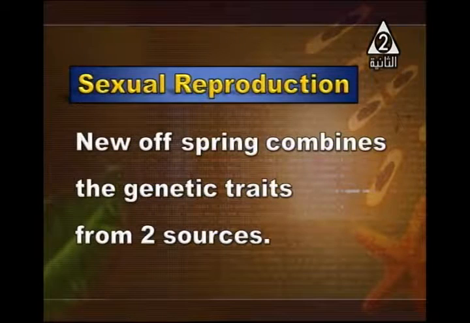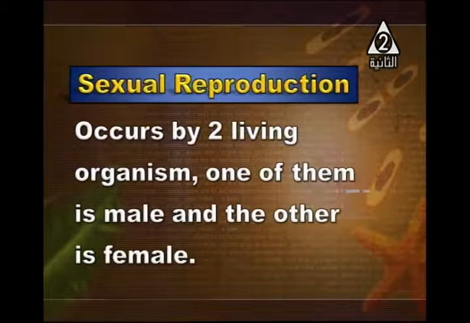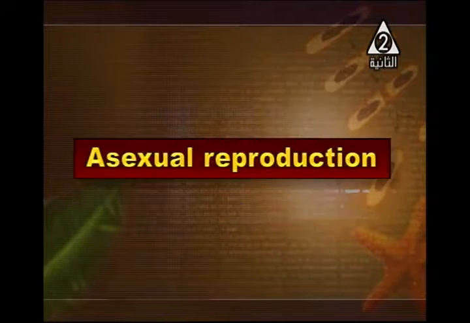The new offspring combines the genetic traits from two sources. One of them is the male and the other is the female. Sexual reproduction occurs by two living organisms, one of them male and the other female. Types of asexual reproduction.